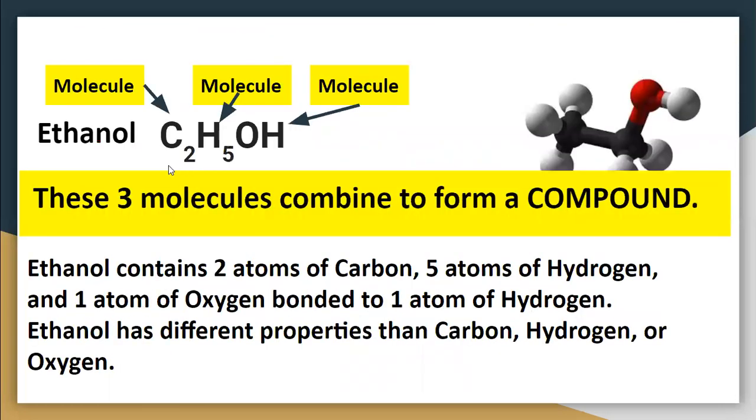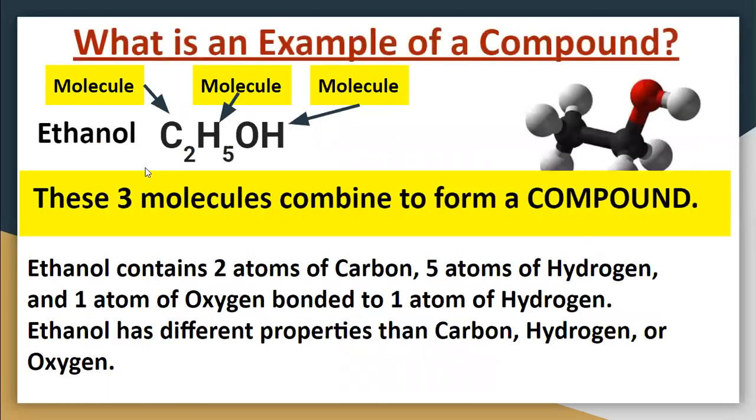So here's an example. This is ethanol. This is an example of a compound. So ethanol is C2H5OH. So carbon 2, that's a molecule, right? 2 atoms of carbon together. That is a molecule, and remember molecules can have the same elements or different.